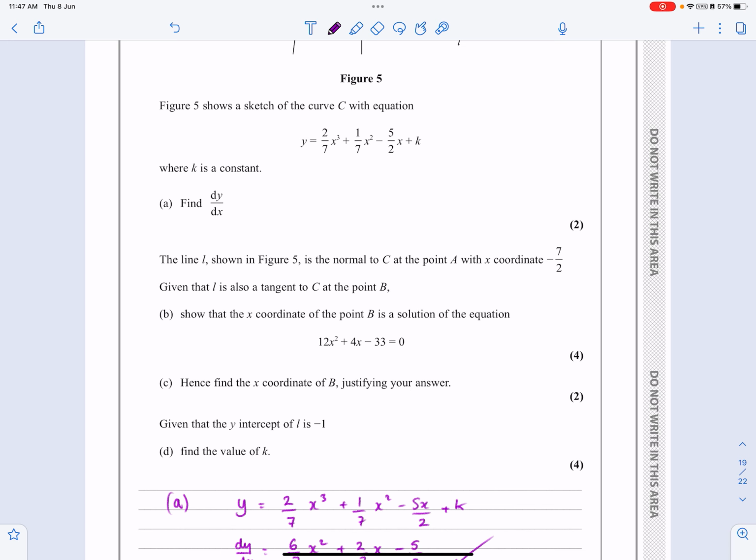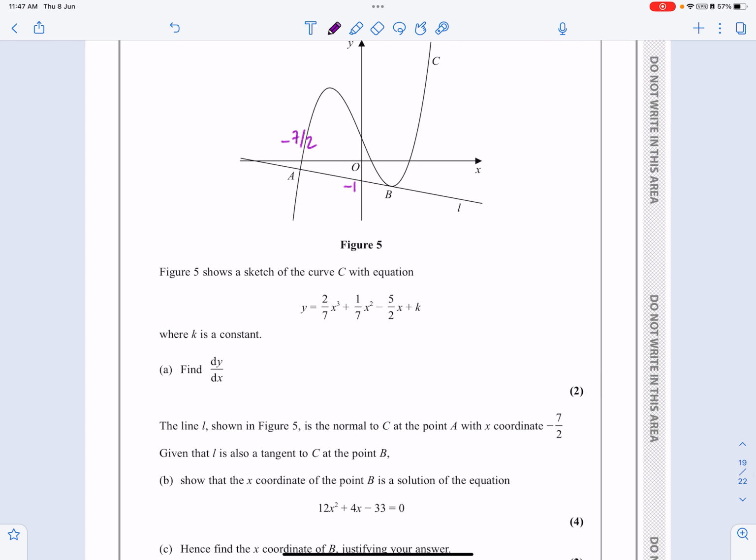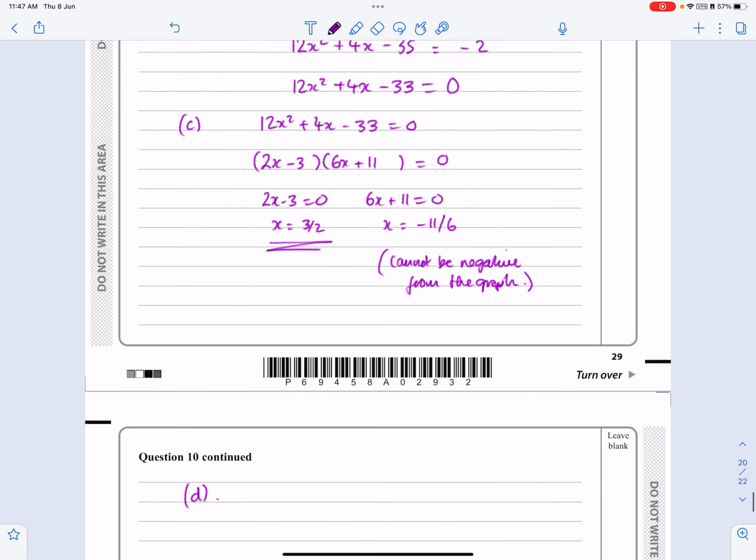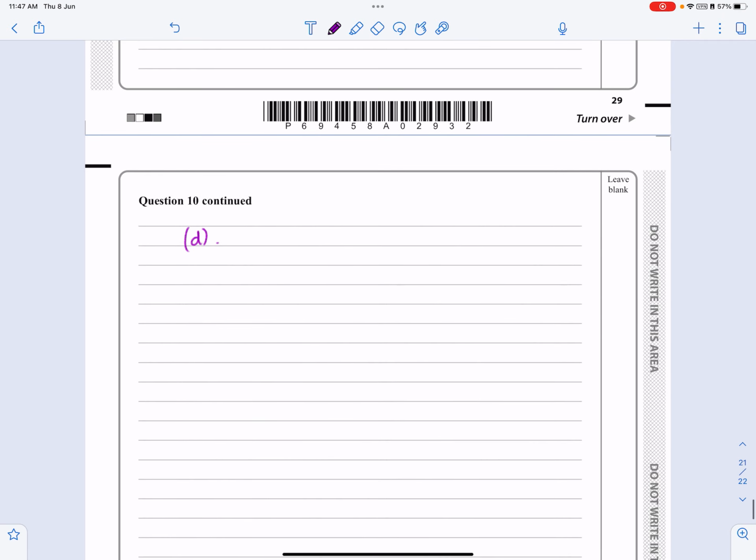Well, what I can do, if you're telling me that the y value there is minus 1, is I can now write down the equation for L. So let's just talk about that. For L, y is equal to mx plus c, so y is equal to, we know the gradient of the line is minus a seventh x, and we actually know the intercept is minus 1. So that gives me that.